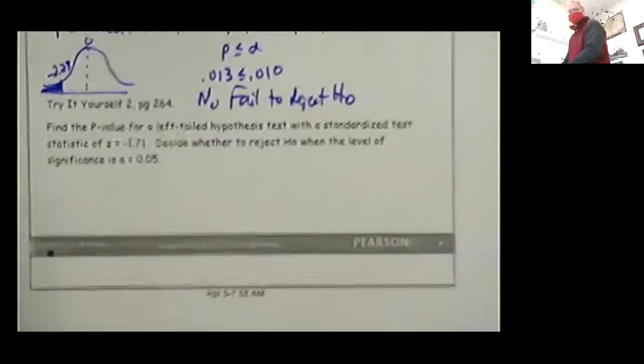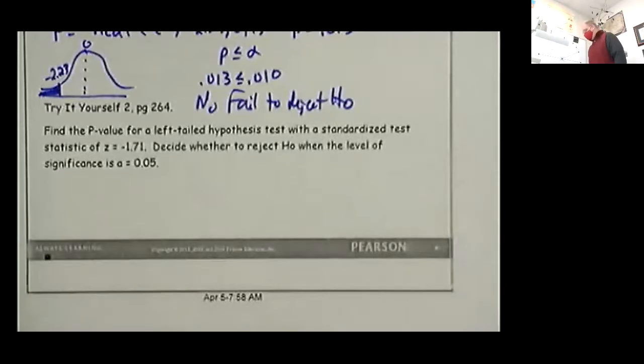Same thing with try yourself 2. If you want to, go ahead and pause the video, see how you do, and then come back and play the video.